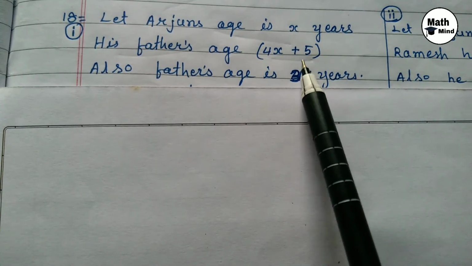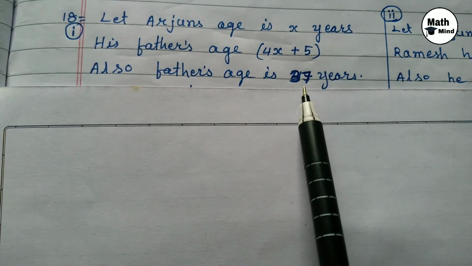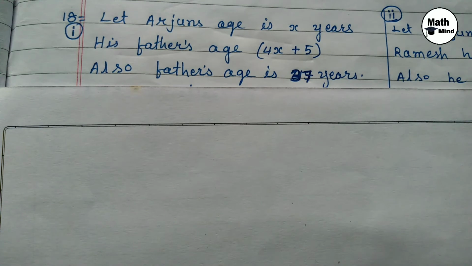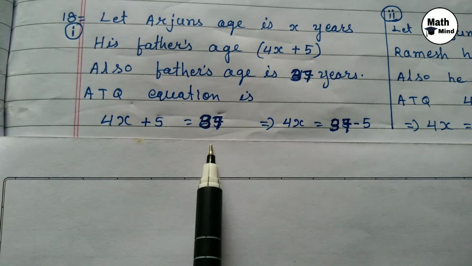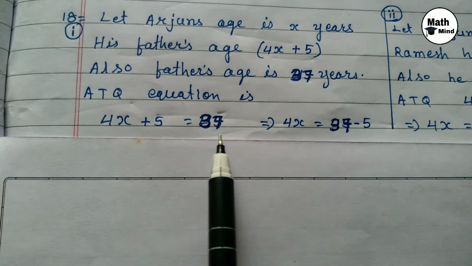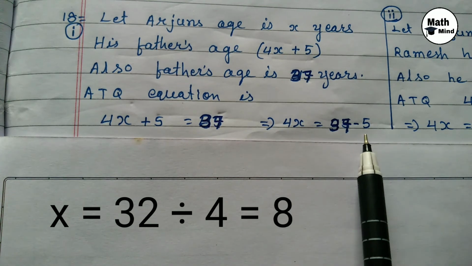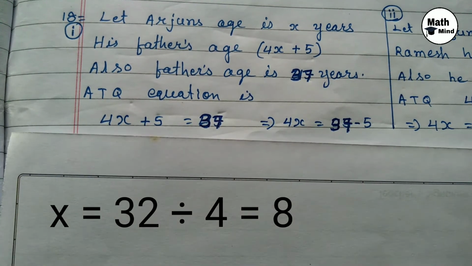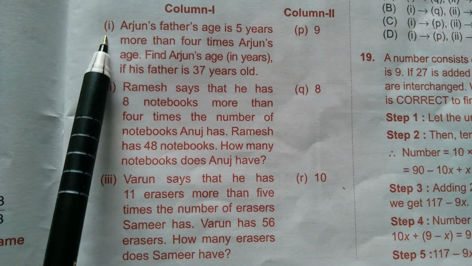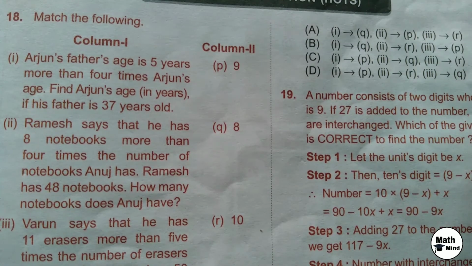Also, it is given that the father's age is 37 years. Hence, according to the question, the equation is 4x plus 5 equals 37. Taking 5 to the right hand side, 4x equals 37 minus 5. x equals 32 divided by 4, that is equal to 8. Hence, statement 1 matches to Q. Looking at the options, options A and B are correct, C and D are cancelled.